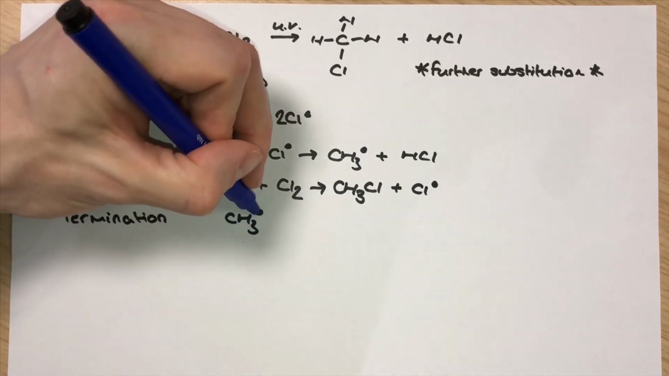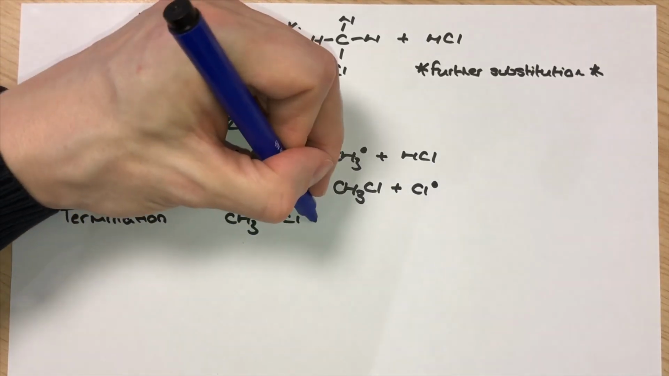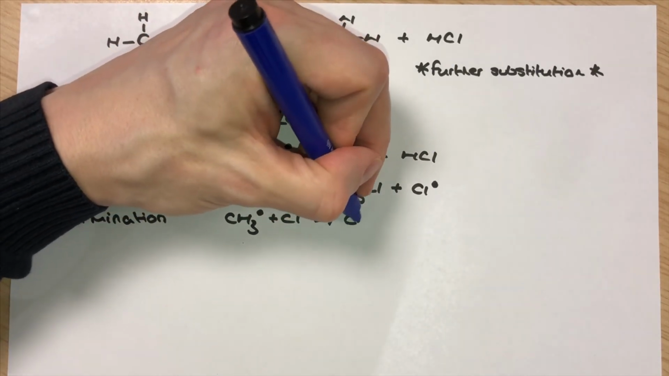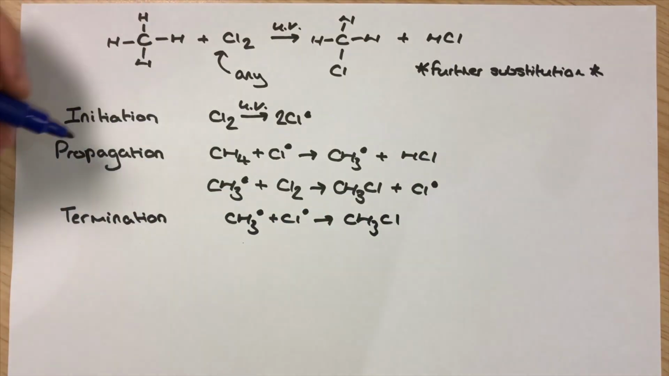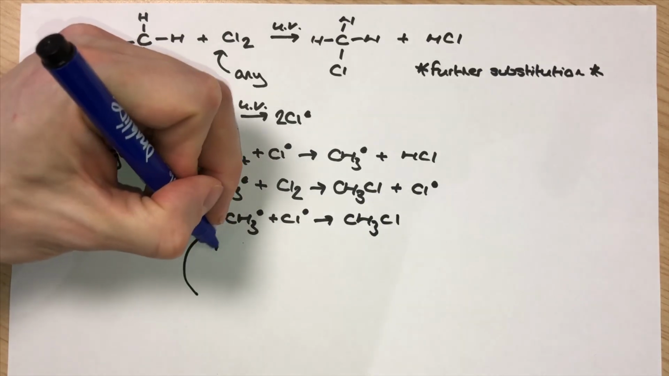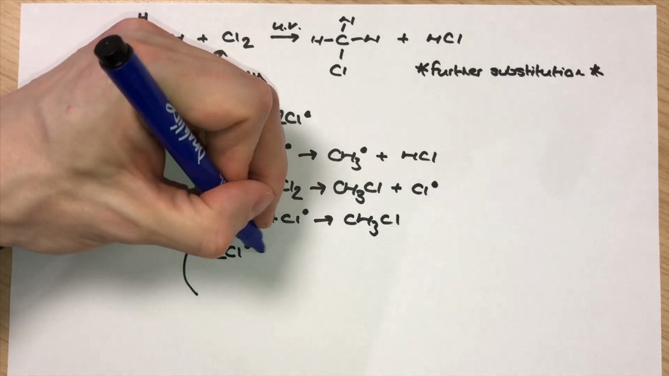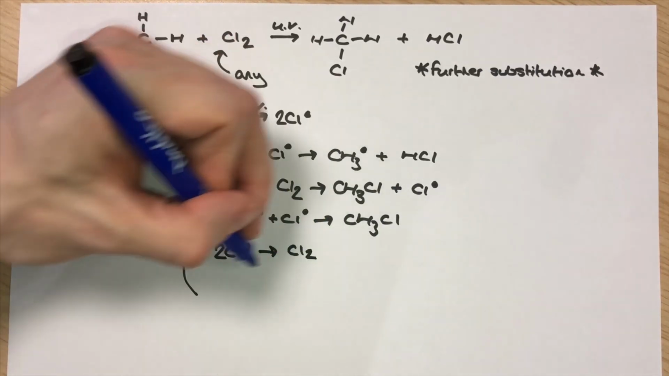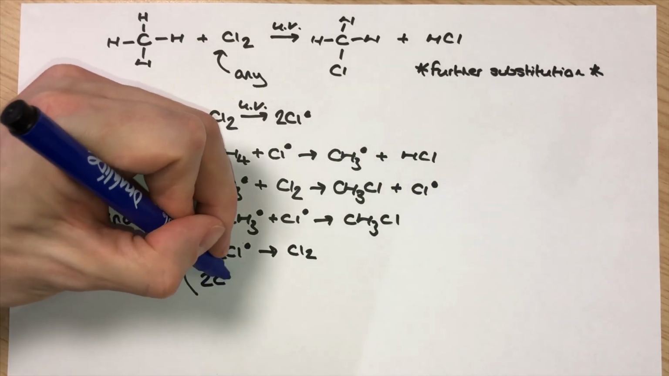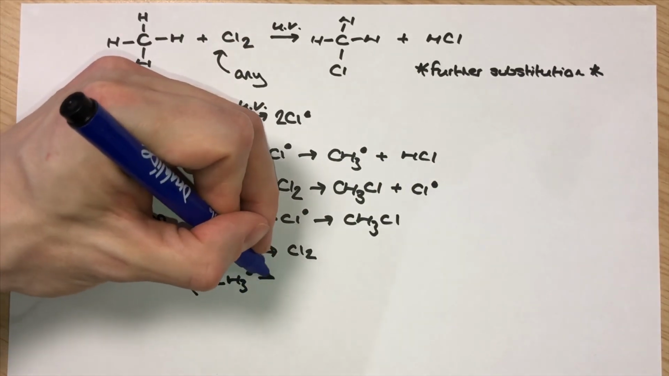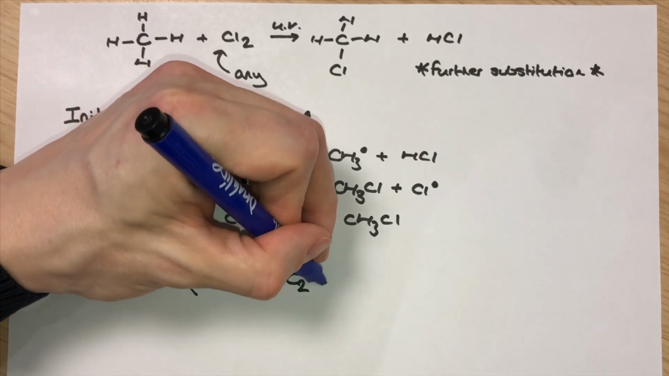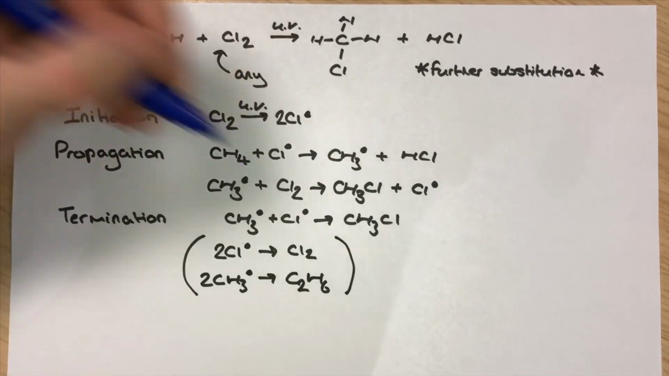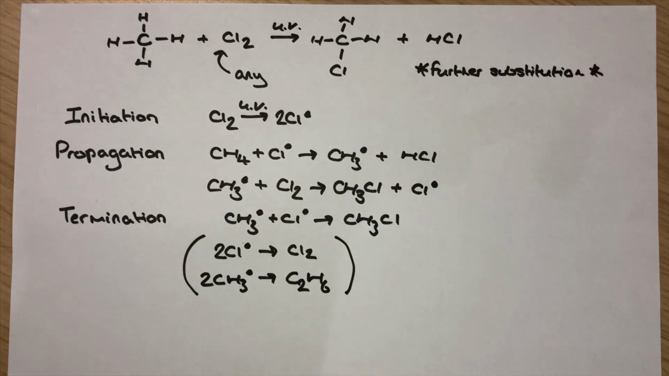And termination takes two of the radicals that we've made, one of each, and it reacts them together to make the target organic molecule. There are alternative termination steps where you can effectively take any of the radicals and combine them together, so two of the Cl radical or two of the alkane radical, it doesn't really matter, it's perfectly fine, but these are often accepted alongside the original one that I wrote there for termination.